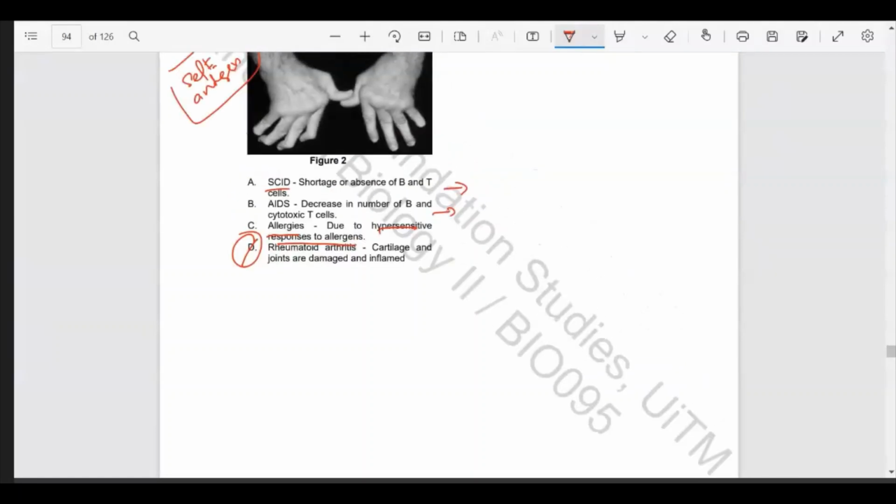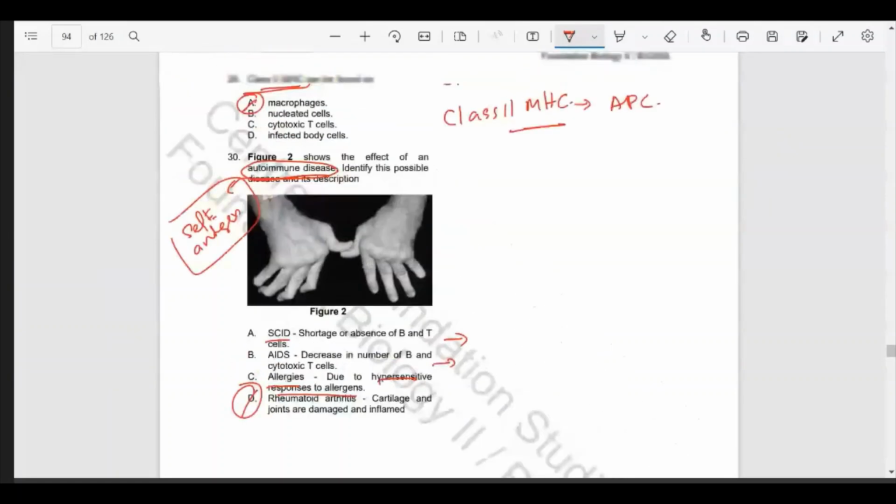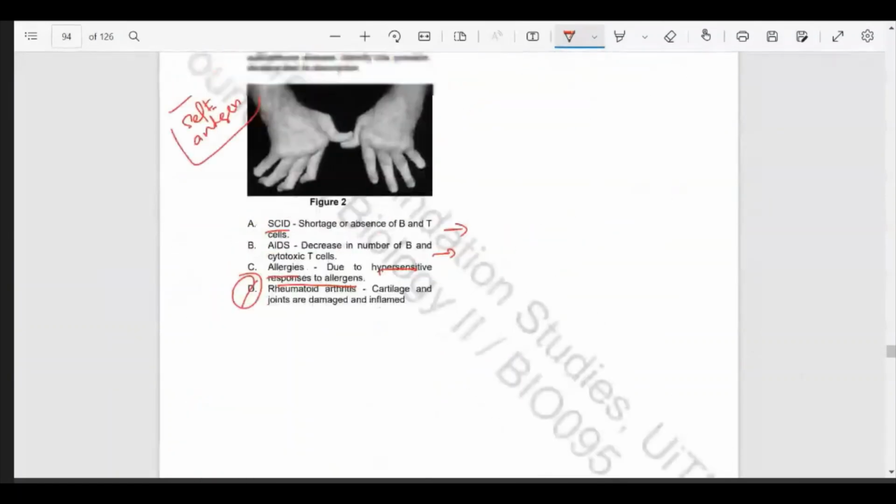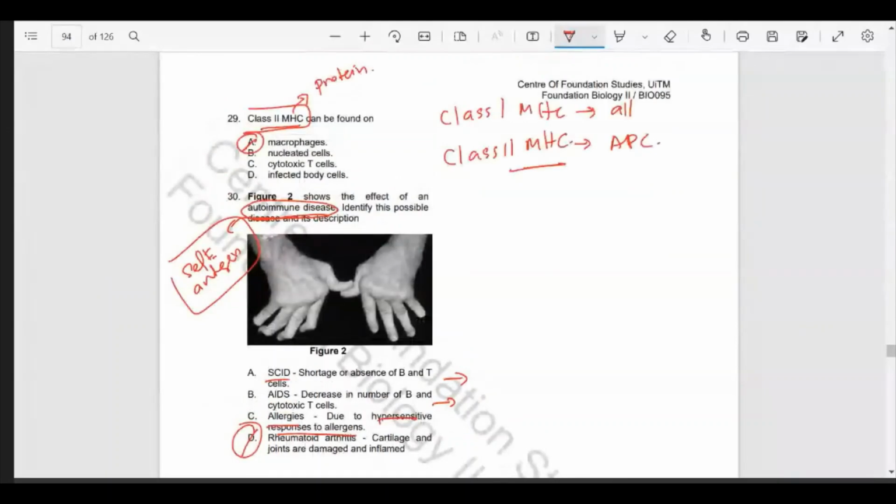Rheumatoid arthritis is when your antibody attacks your joints, such as in the fingers or any joints in your body. So that's the end of discussion for chapter 7 for MCQ questions.